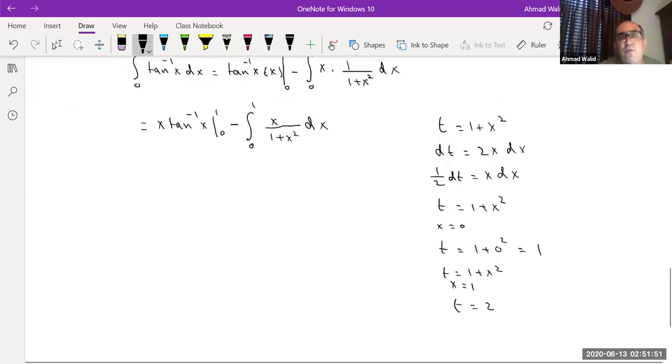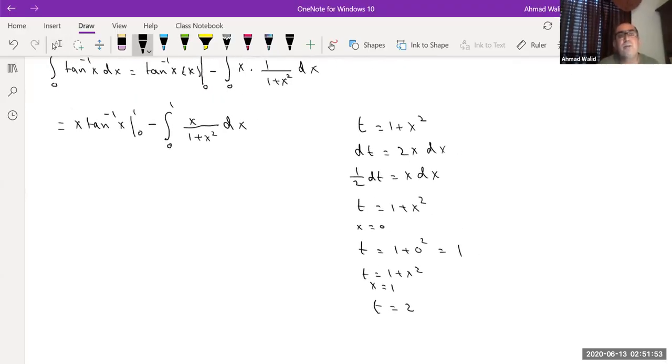Now use substitution here. Then this one equals x inverse tan x from 0 to 1 minus the integral of 1 over, instead of 1 plus x squared, you can write 1 over t because you named 1 plus x squared as t. Instead of x dx, you can write dt. From where to where? You change the bounds from 1 to 2.